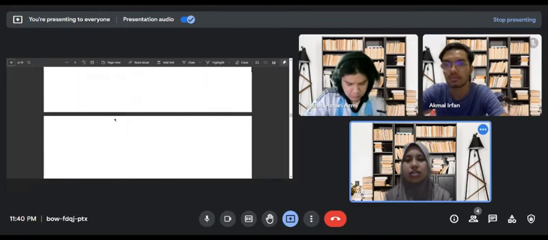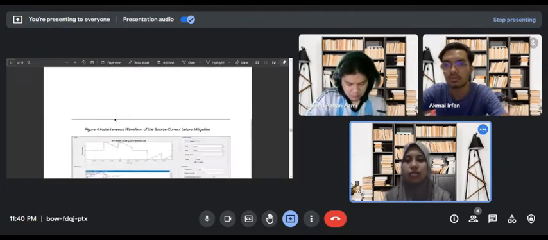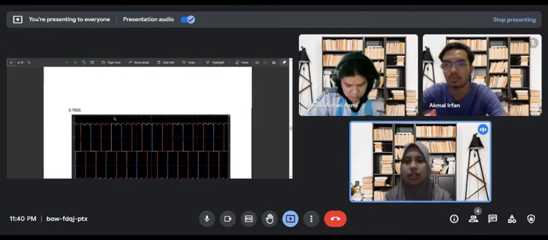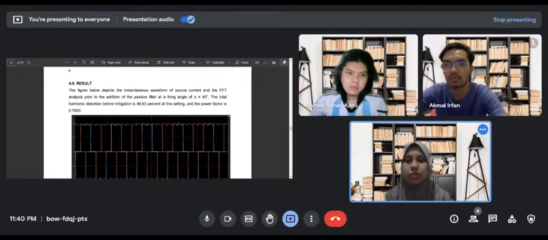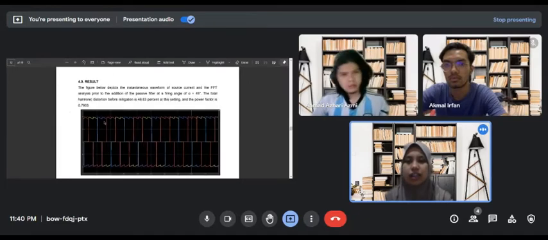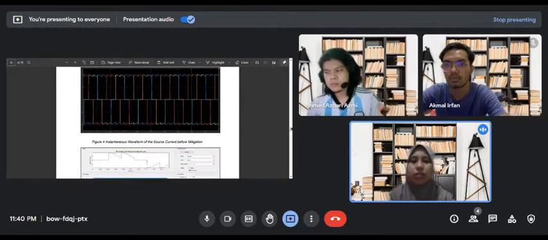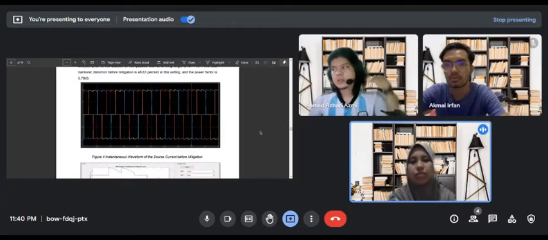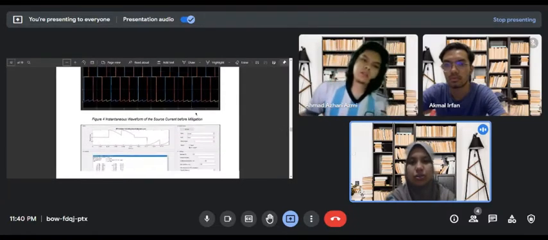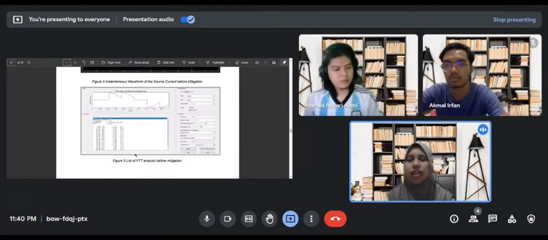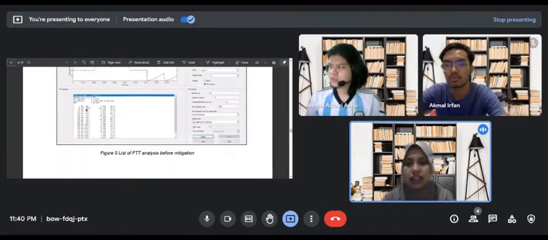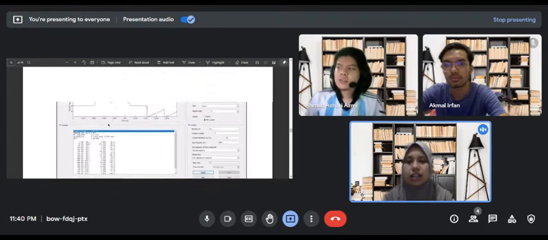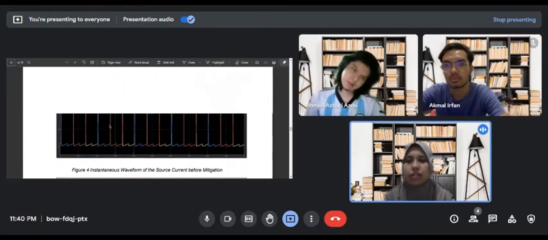Okay, next we continue with our result. So this is the result that we get. This is the figure that shows the instantaneous waveform of the source current before mitigation. This is the list of FFT analysis before mitigation. As you can see, this is the data from the FFT analysis after we simulate it.